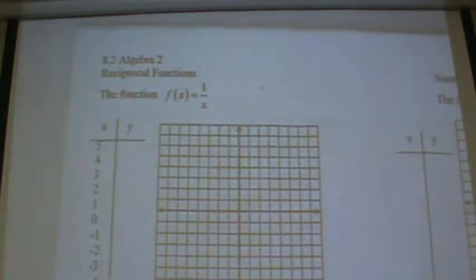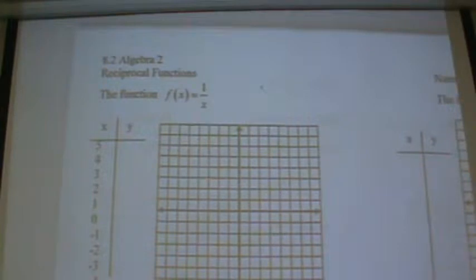Today you guys are going to learn how to graph reciprocal functions. You're going to be able to recognize what the equation looks like. You're going to be able to make a table of values. We're going to be able to look at the asymptotes, vertical and horizontal asymptotes, and then sketch a rough graph.